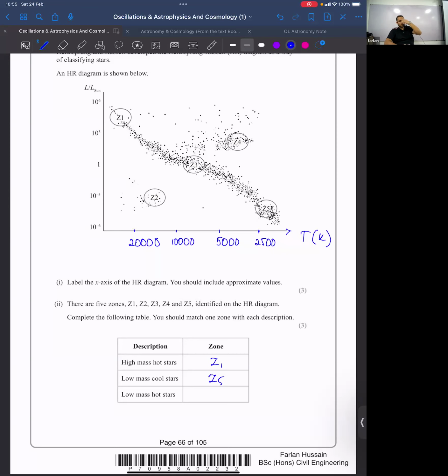So low mass hot stars, what do you think it is? Hot stars means it has to be to the left of sun. So low mass hot stars, which one is it? Z2. The supergiants will have more mass than the sun. Yeah, definitely.